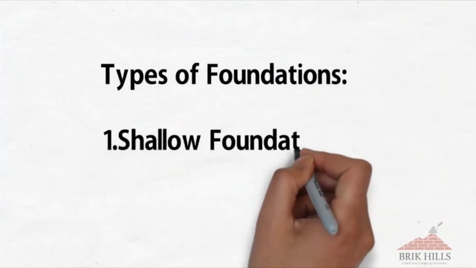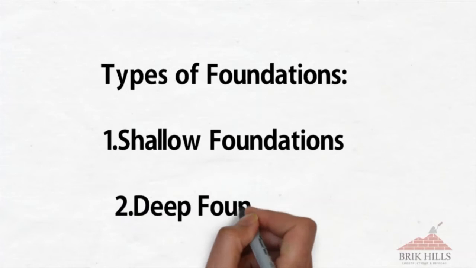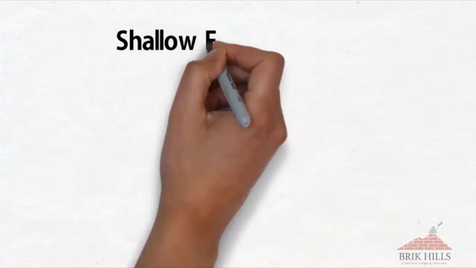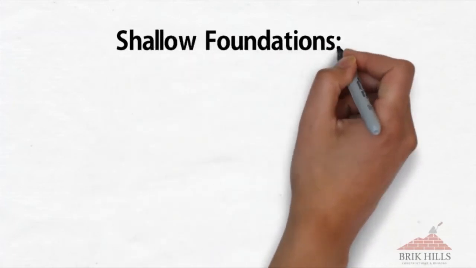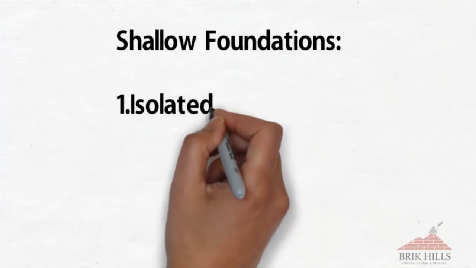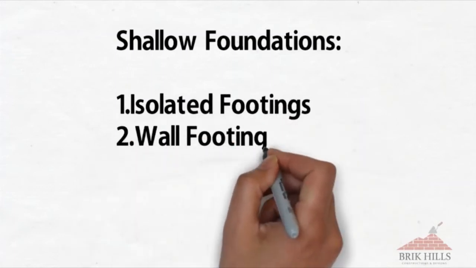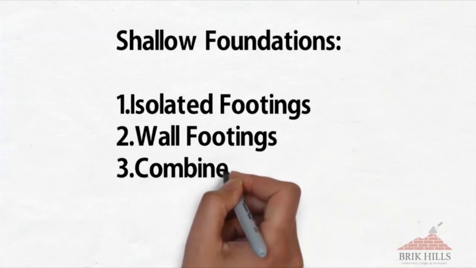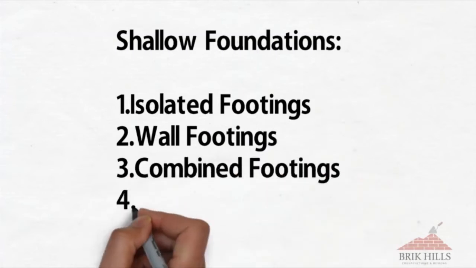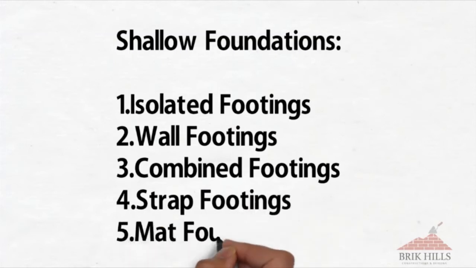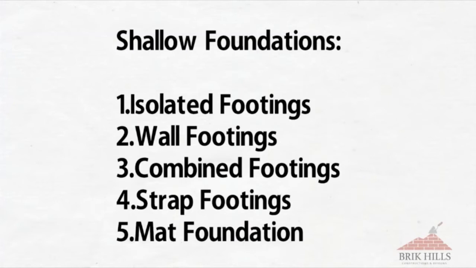Let's see the types of foundations. There are two types of foundation. The first one is shallow foundation and the second one is deep foundation. Shallow foundations are those in which the depth of the foundation is small. The types of shallow foundations are listed below: isolated footings, wall footings, combined footings, strap footings, and the last one is mat foundation.